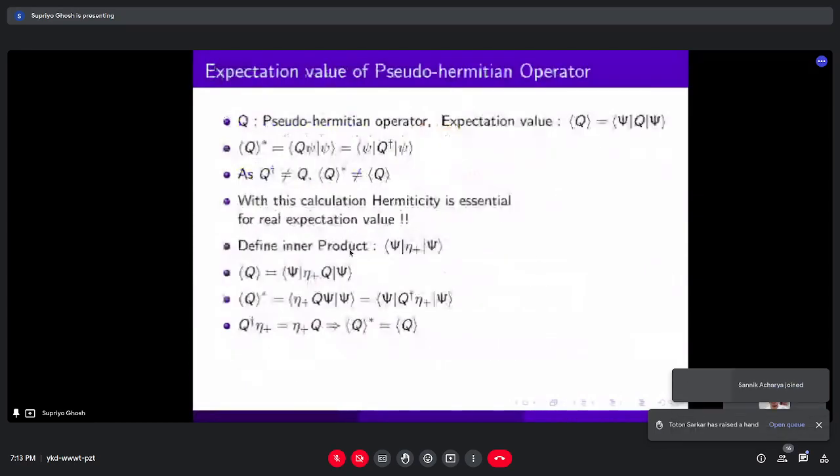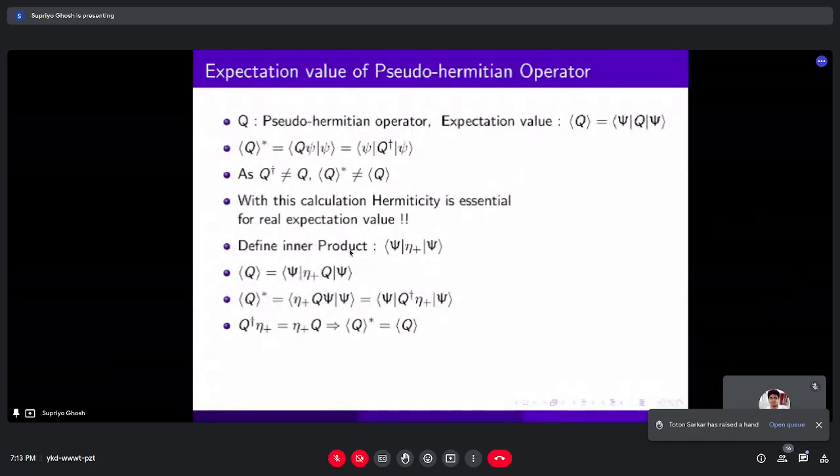Now let's see the calculation of expectation value in quantum mechanics. Say Q is a pseudo-Hermitian operator. The expectation value of Q is given by ⟨ψ|Q|ψ⟩. Now if we determine the complex conjugate, which basically gives ⟨ψ|Q†|ψ⟩.